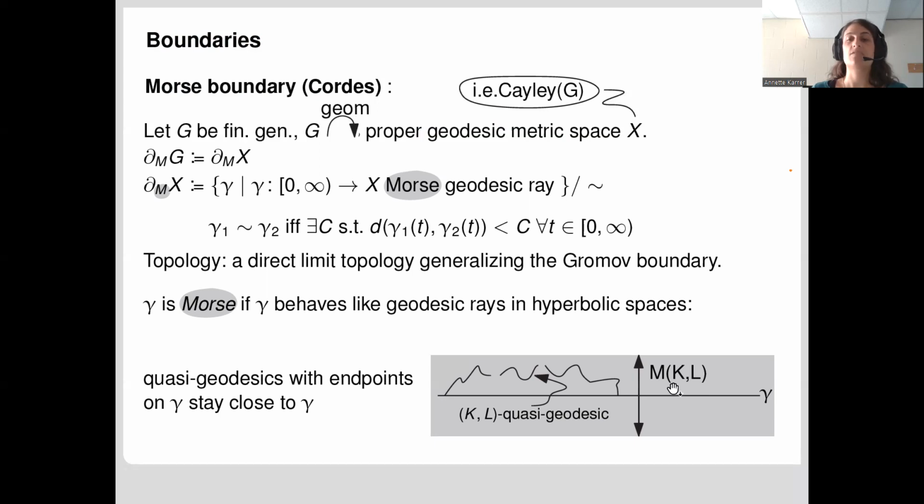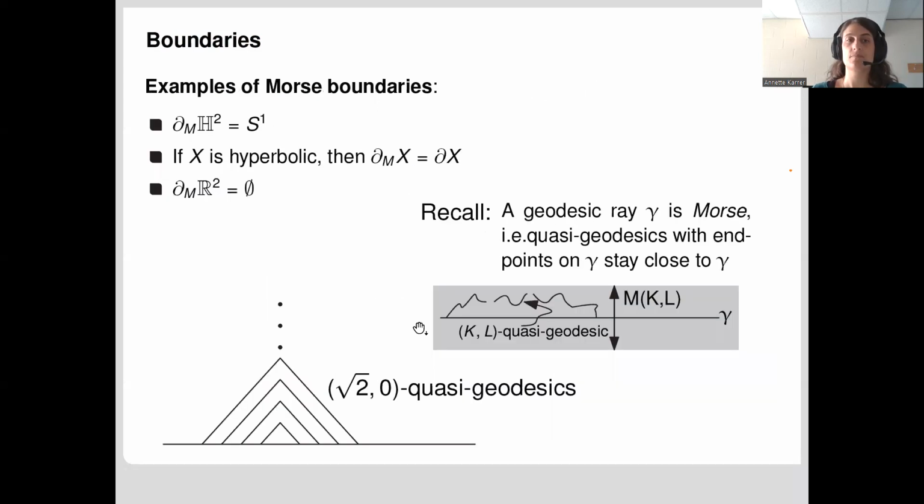Thereby, this M depends on the constants K and L. So for instance, the Morse boundary of the hyperbolic plane is a circle. More generally, if we have a hyperbolic space, then the Morse boundary is the same as the Gromov boundary. Like I said before, the idea is that the Morse boundary generalizes the Gromov boundary. And the Morse boundary of the Euclidean plane is empty.